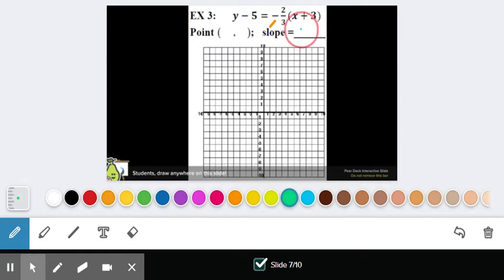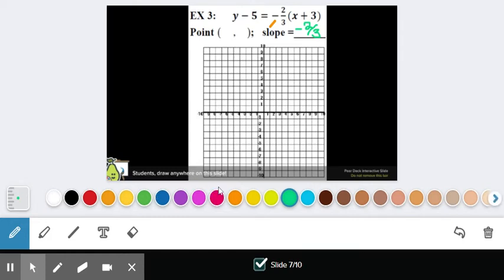So my slope is going to be -2/3. And again, if you need help remembering all the pieces for this equation, you can definitely go back and check out the notes or the video for 7.1. Those will definitely help you out.